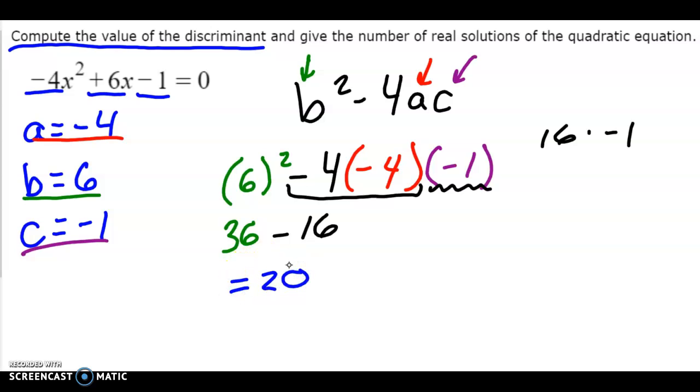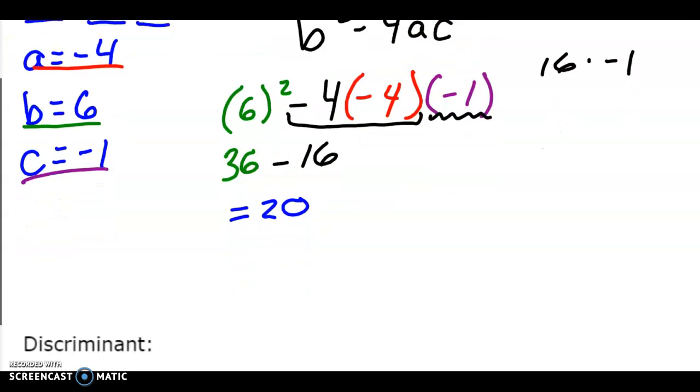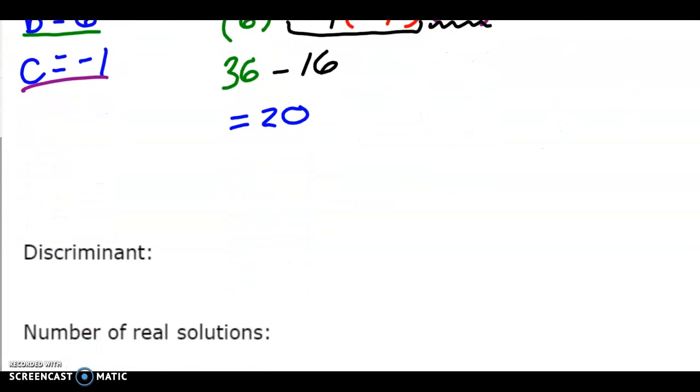So if my discriminant is equal to 20, and if we scroll down here, those questions are at the bottom. If my discriminant is equal to 20, that is a positive number. The discriminant being a positive number means that we're going to end up with two real solutions.